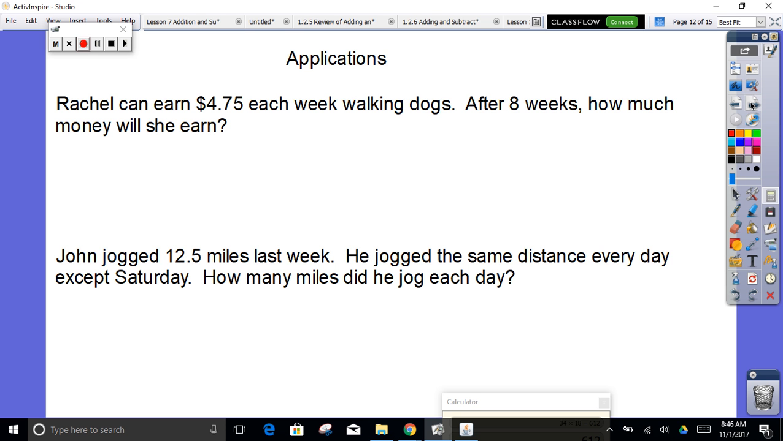4.75 times 8. Good. 4.75 times 8. Did anyone do this already? A couple of you did? Okay. We're going to just do it together. Go ahead and do it along with me as I do it.